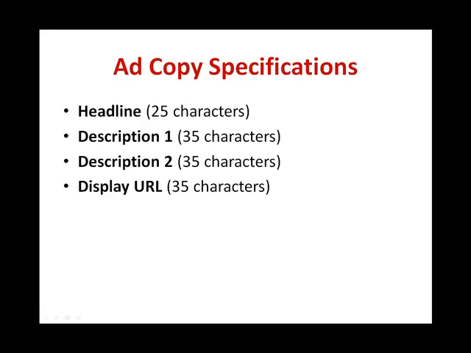For your ad copy, there are limitations to the number of characters you can use. In your headline, you are limited to 25 characters. For description 1 and 2, you are limited to 35 characters. And in your display URL, you are limited to 25 characters. The good news here is you do not need to write long copies. They just need to be short and concise.